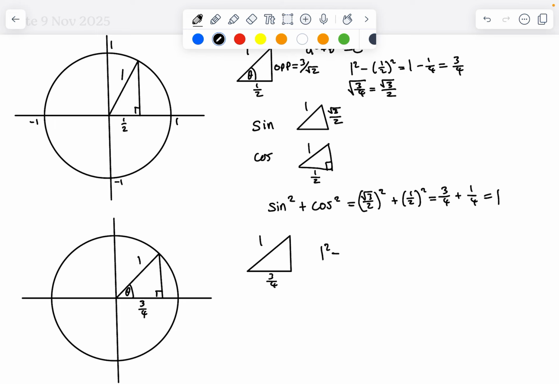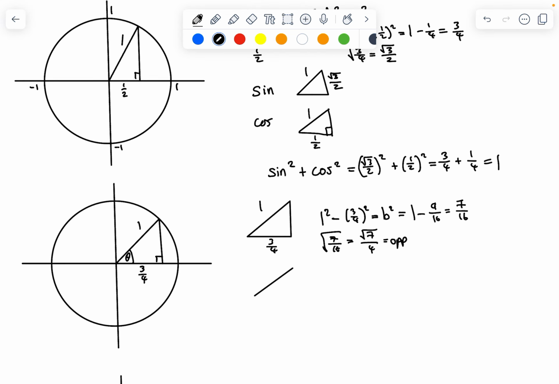So 1 squared minus 3/4 squared will equal my b squared. So that's 1 minus 9 over 16, which leaves me with 7 over 16. And then I take the square root of 7 over 16, which is the square root of 7 over 4. And that is now my opposite side.